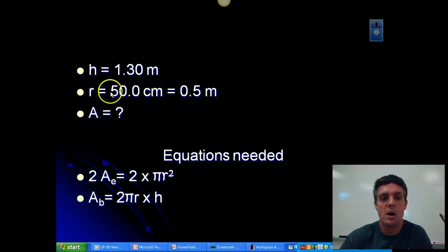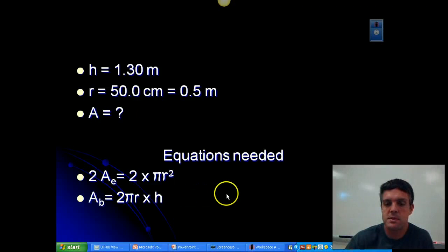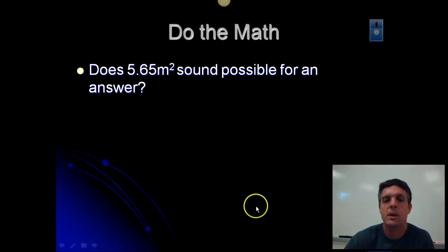There's our knowns, what we're trying to find, and the equations needed. Just following the steps. Here we go.